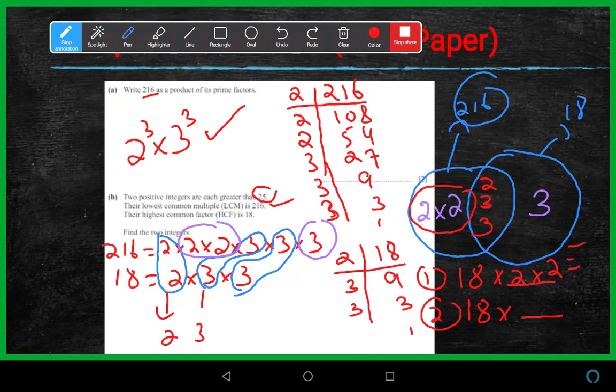This means the first integer is 72, and the second remaining value is 3, so you have to write 3. 18 ones are 18, 18 threes are 54. So the second integer is 54. So simple. The answer: the two integers are 72 and 54. I hope you get the concept, or the trick, of how to find the two integers in that question.